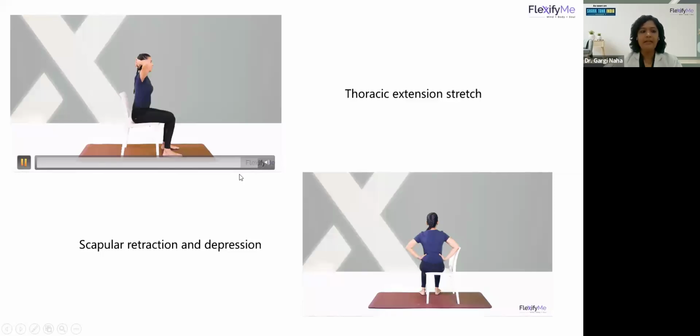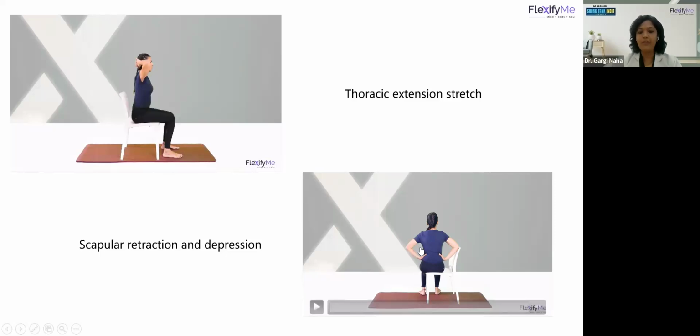Right? The next exercise is for your strengthening. What we are strengthening, we are working on the scapular muscles, the upper back muscles. You all can sit on the chair, keep your hands on your waist as shown in the video. Slouch yourself, breathe in.